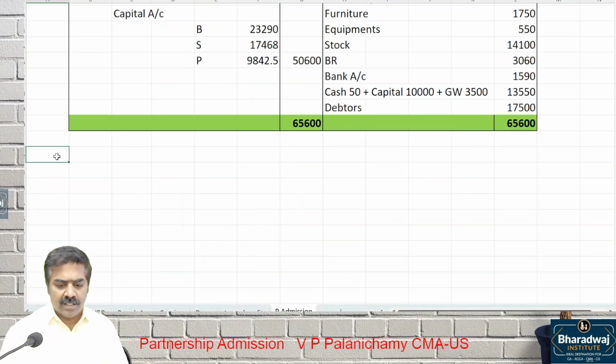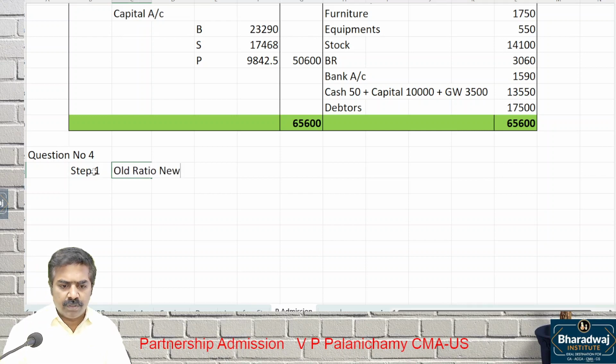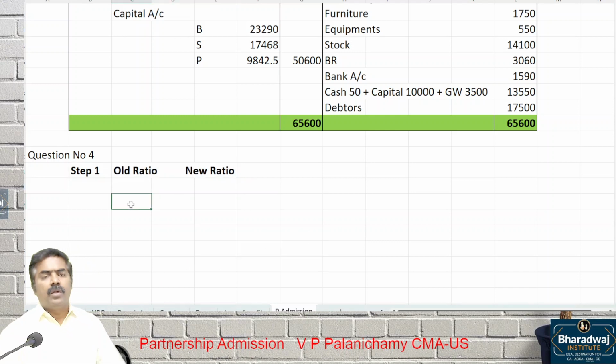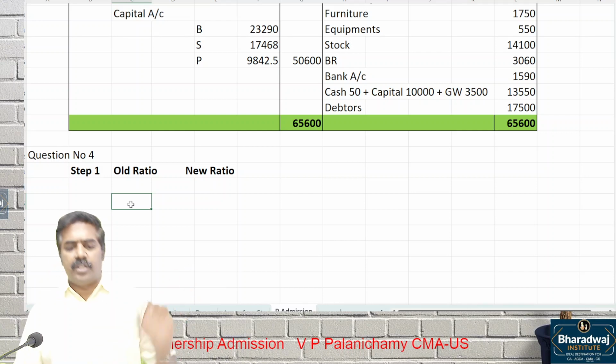Let us start. Everybody, please do it along with me. Step 1. What is step 1? Old ratio, new ratio. We do not want sacrificing ratio because we are just going to raise a goodwill. We are just going to what? Raise the goodwill account. Just see the old ratio and which ratio? New ratio.